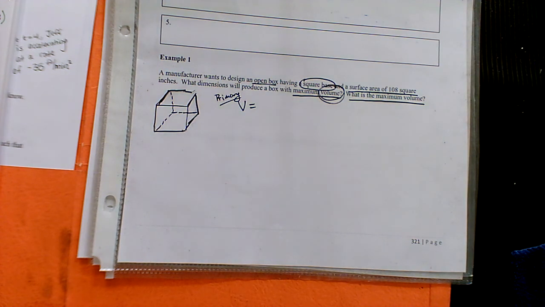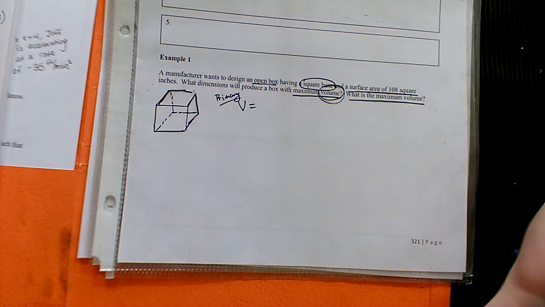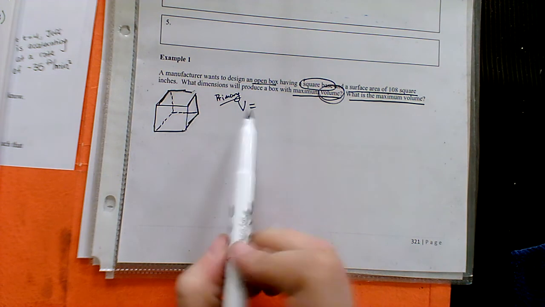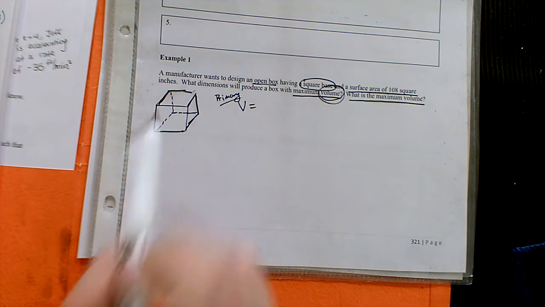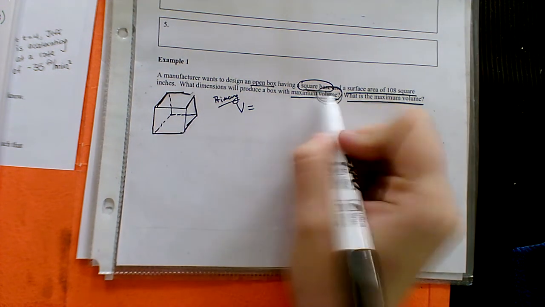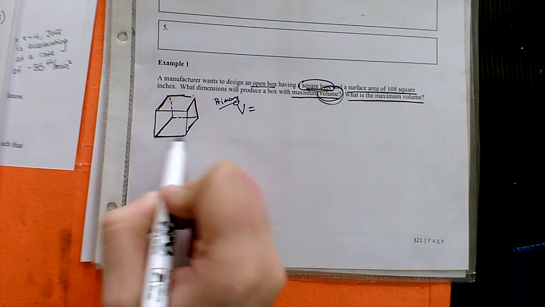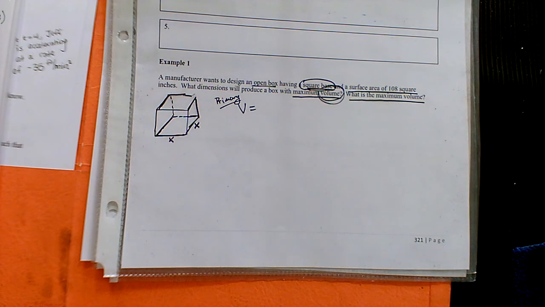All right, so open box. There's no lid. The surface area is 108 square inches. Maybe we'll bring that into play in a little bit. How do we want to find the volume of this box? How did you find the volume of your box yesterday? Length times width times height. Okay, so it might be beneficial for us to label what those are in this picture. And it says we have a square base. So this base down here, if this distance is x, then this distance is also x.